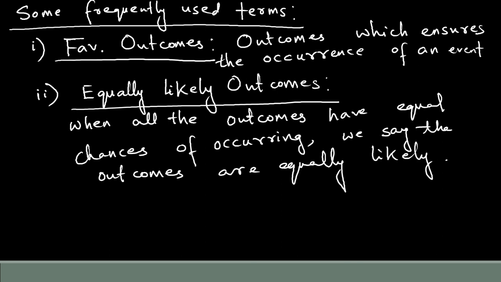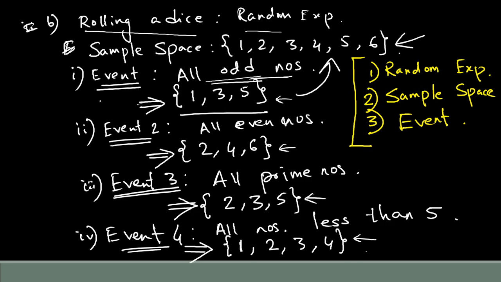So I just want to give you a brief idea of what I mean by equally likely outcomes. Let's say this is the sample space. We roll a dice. The sample space is 1, 2, 3, 4, 5, 6. When you roll a dice, you don't know beforehand whether it will be 6, or 3, or 4, or 5, or 2, or 1. You don't know, right?